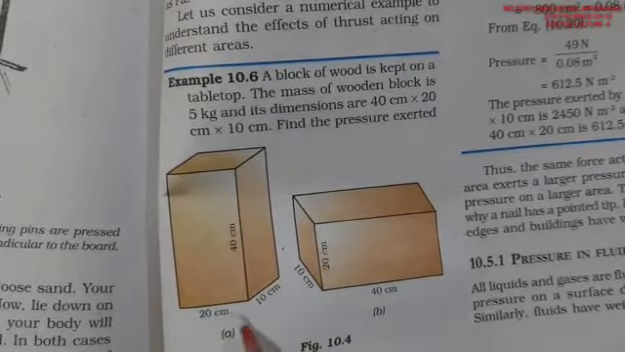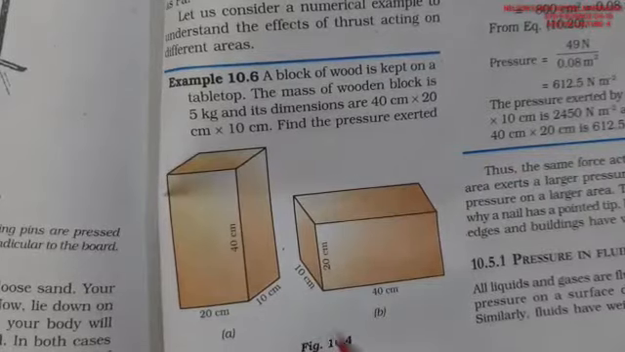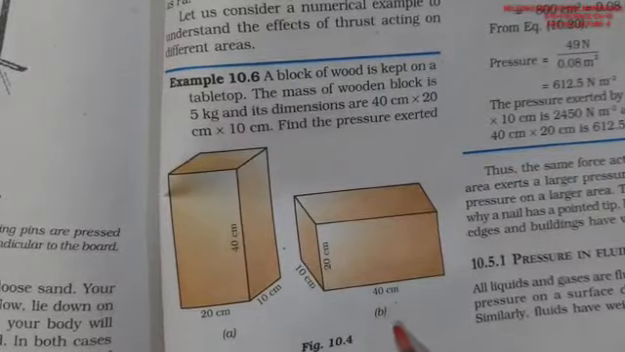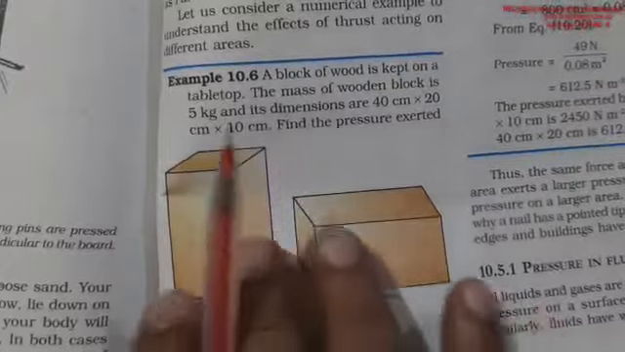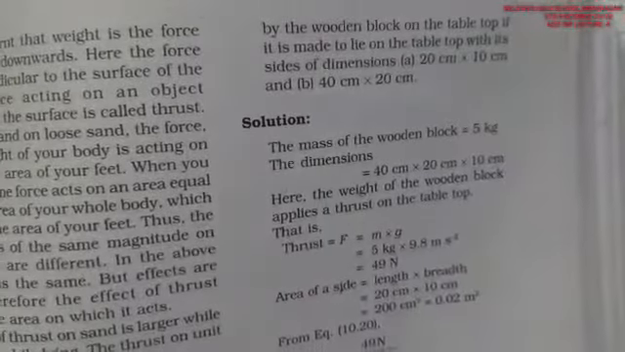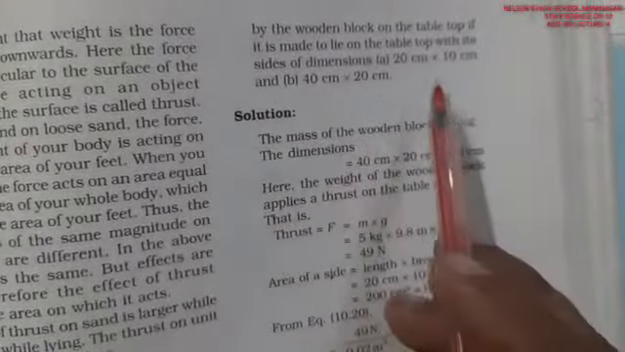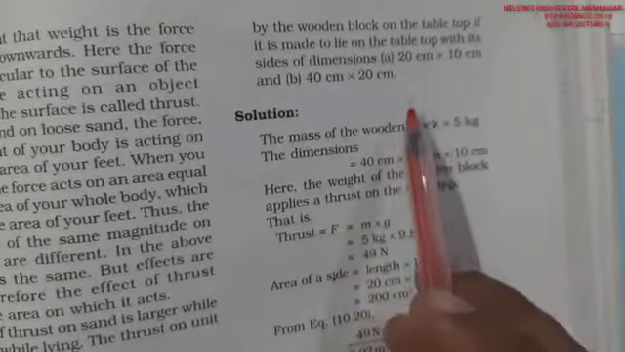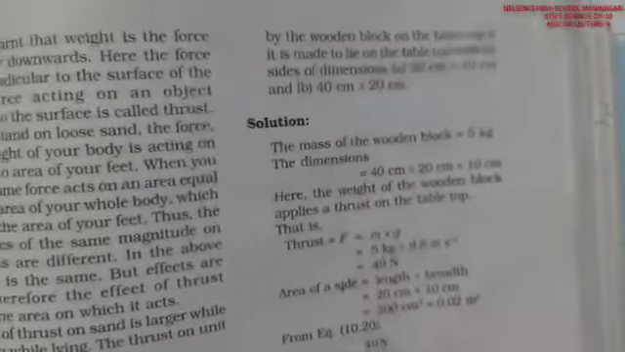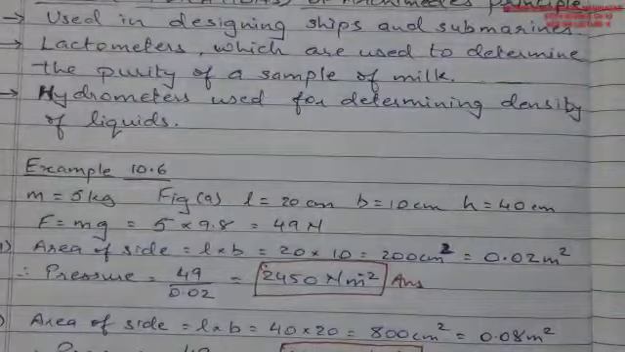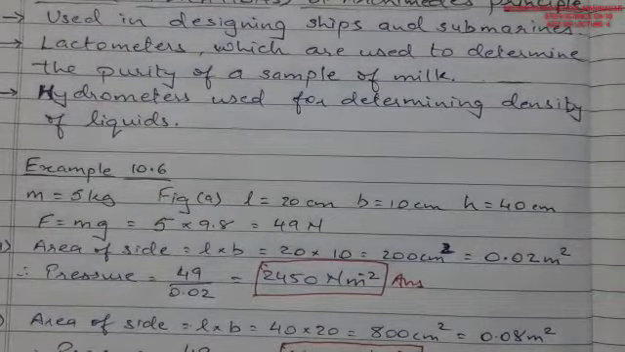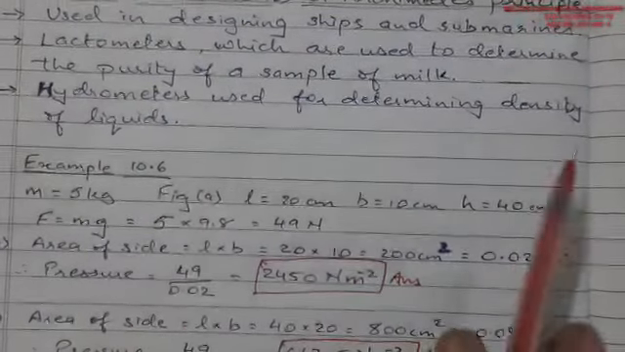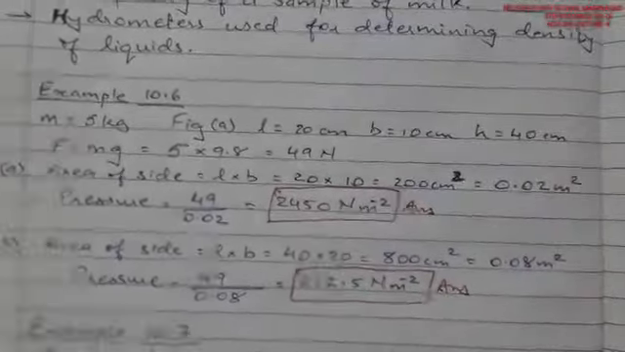So first it is 10 and 20 as length and breadth. In the second case it is 10 and 40 as length and breadth. Fine. So the wooden block is made to lie on the table top in these particular dimensions, A and B. You need to find out the pressure exerted in each case. I have solved the sum and kept it here.